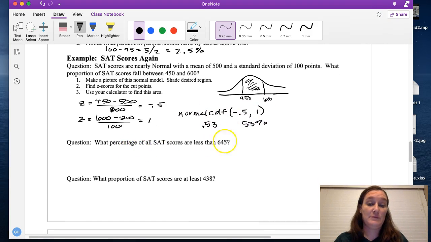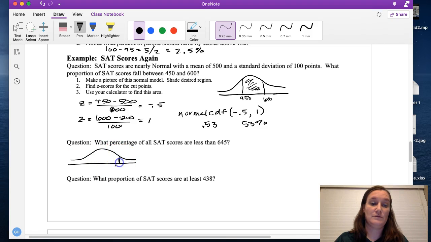All right, so then what happens if you only have one cutoff? So let's look at that. What percentage of all SAT scores are less than 645? So here's our little normal distribution. 500 is right in the middle, so 645 is way over here somewhere. And we want less than 645, so that's going to be this. All right, so we want to find a z-score. 645 minus 500 over 100 is going to be 1.45.